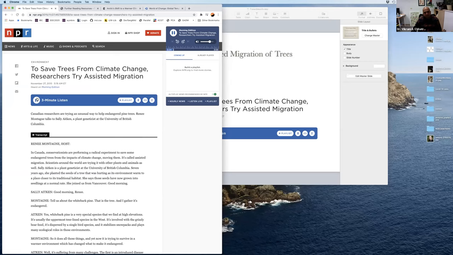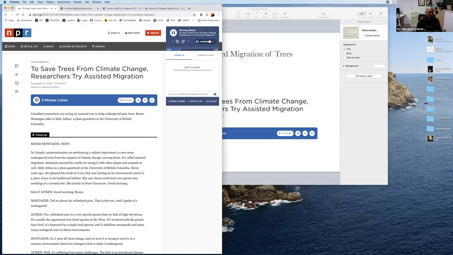Good morning. Good morning, Renee. Tell us about the white bark pine. That is the tree, and I gather it's endangered. Yes, white bark pine is a very special species that we find at high elevations. It's usually the uppermost tree line species in the West. It's involved with the grizzly bear food. It's dispersed by a single bird species, and it stabilizes snowpacks and plays many ecological roles in those environments.